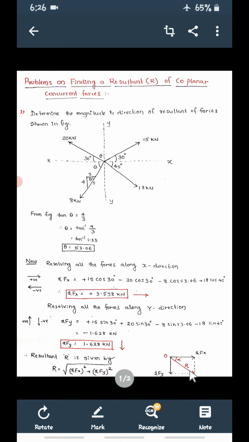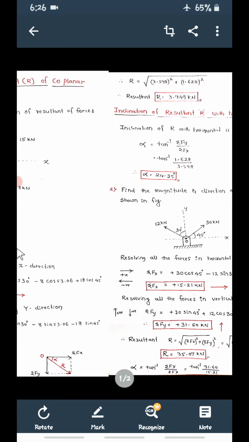So how we'll find resultant R now? So R is equal to, already we have seen in the analytical method, resultant R is equal to square root of summation Fx square plus summation Fy square. Now see, just like a Pythagoras theorem. So this is R, this is summation Fx, and this is summation Fy. This is also summation Fy. I want R. So R is equal to square root of summation Fx square plus summation Fy square. So we'll get the resultant.